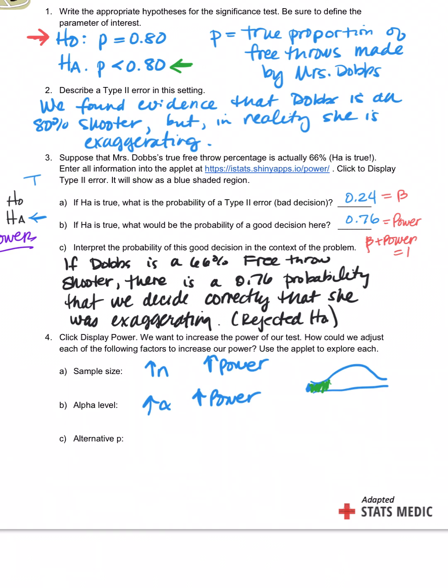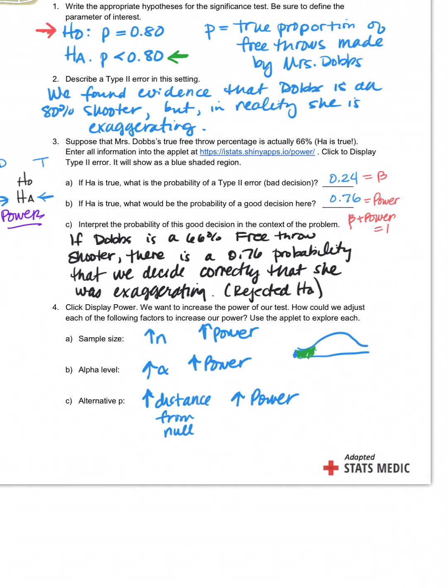And then the alternative p. If the distance from the null goes up, the power goes up. It's going to be more obvious to be able to make a decision.